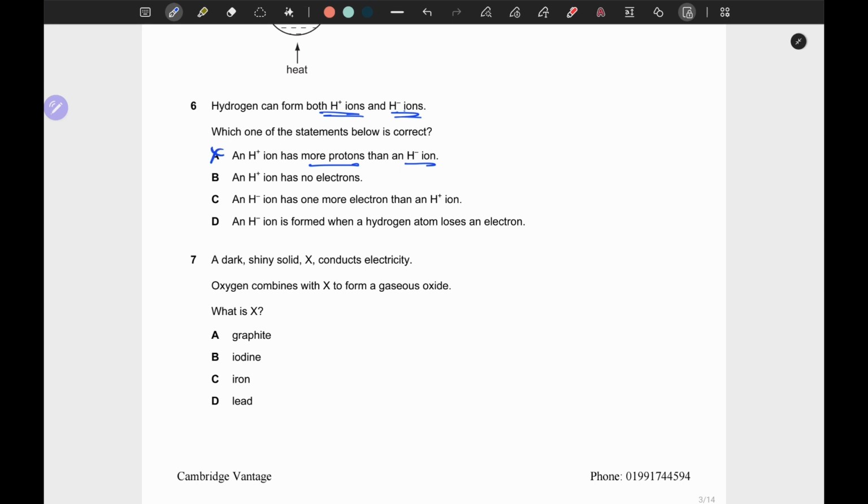So A doesn't work. An H plus ion has no electrons. So if you were to recall, hydrogen only has one electron. So to form an H plus ion, the hydrogen essentially loses that electron. So since that electron is lost, H plus is formed. So we can basically say H plus has no electrons. So for 6, the answer should be B.